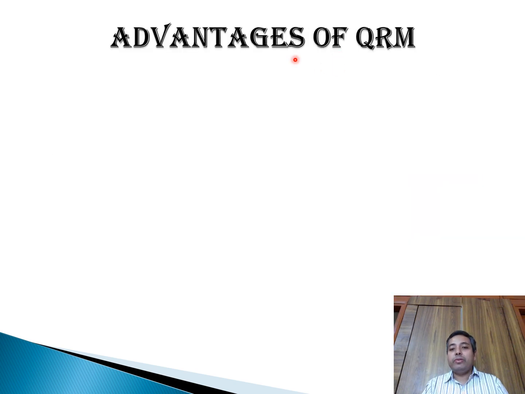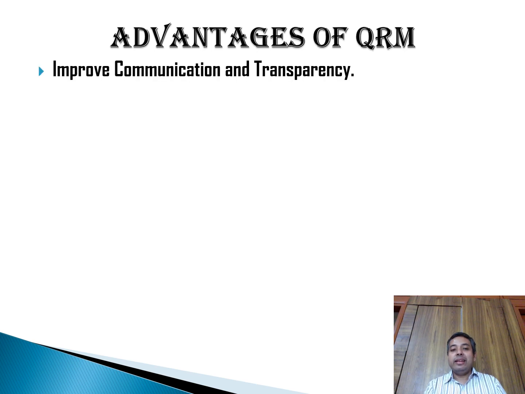Now about advantages of QRM used by the organization effectively and sincerely. The first advantage of QRM is that it helps in improving communication and transparency, as sharing of information of risk and risk management process between decision maker and related stakeholder is required as per the procedure given in the QRM as per ICH Q9 guideline. So this improves communication and transparency of the process to be implemented.